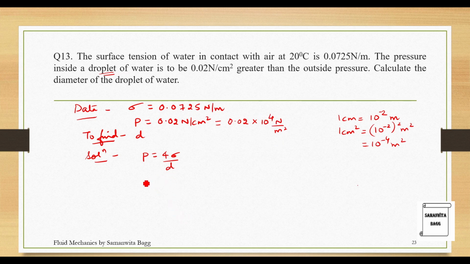So if I substitute here the value of P and sigma in the calculator, I'll get the value of D as 0.00145 meter. This is the value of D. This can also be written in terms of mm as 1.45 mm because 1 meter is 1000 mm. So you just need to multiply this with 1000. So it shifts by 3 decimals and it becomes 1.45 mm.